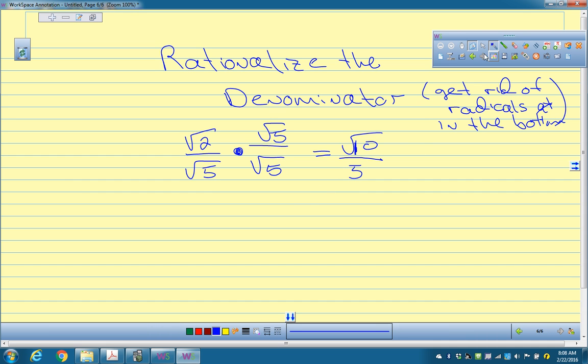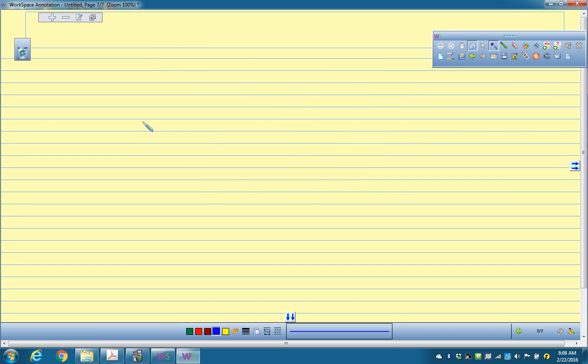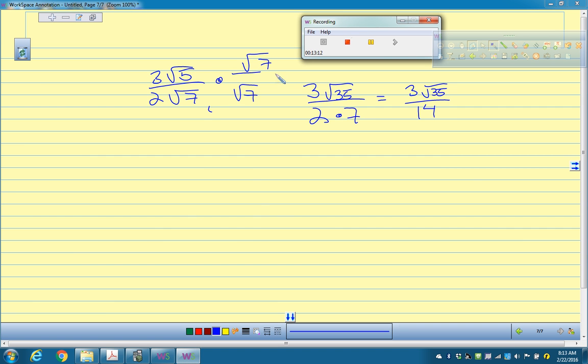So let's try another one, or I'll do another one with you. Say I had 3 root of 5 over square root of 2 root of 7. Who can tell me what I need to multiply the bottom by to get rid of the radical? You can do this. Just the square root of 7 over square root of 7. Go ahead and do that, see what you get when you simplify. Give it a shot. So, there you go, those of you in our viewing audience. There's the answer. Okay? So, I think you could do those.